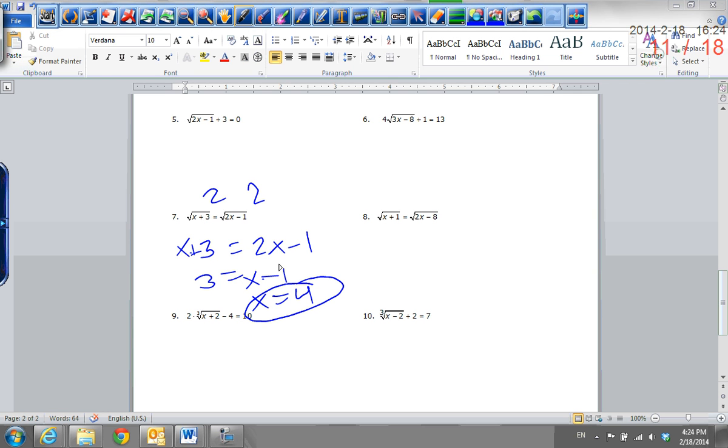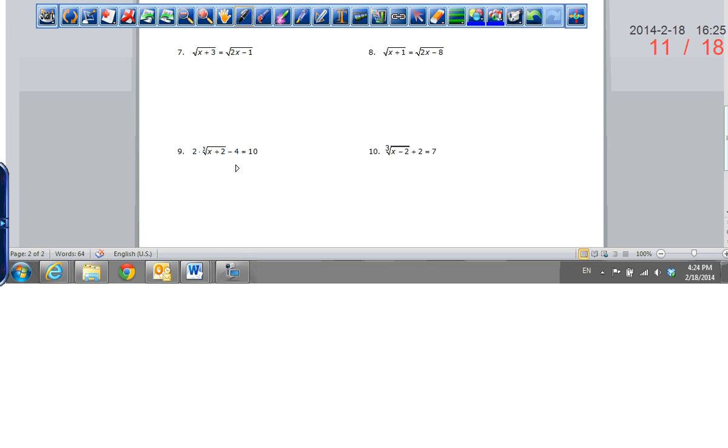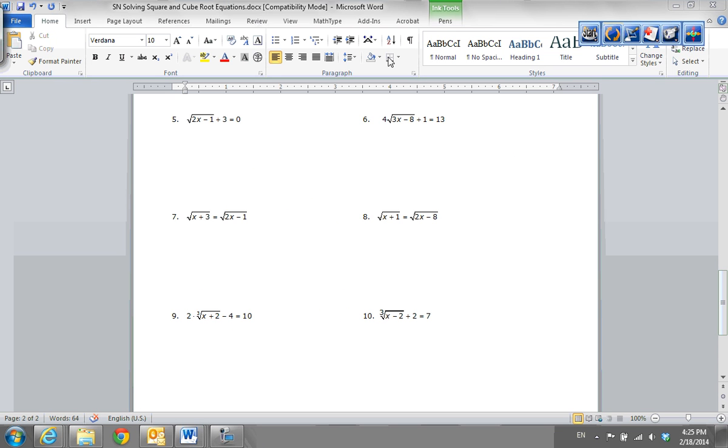Okay, so that's that. Cube root, the only difference here is instead of squaring both sides, we're going to cube both sides. So on number 9, PEMDAS backwards, right? So we add 4. I get 14. Then I divide by 2. And I get 7, then I cube both sides, and I get 343. Subtract 2, so x is 341. And we always double check, plug it back in. 341 plus 2 is 343. Cube root of that is 7. 7 times 2 is 14, minus 4 is 10. Okay, so that's how all those work.